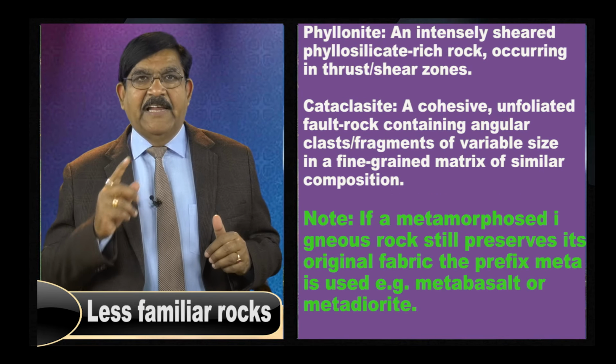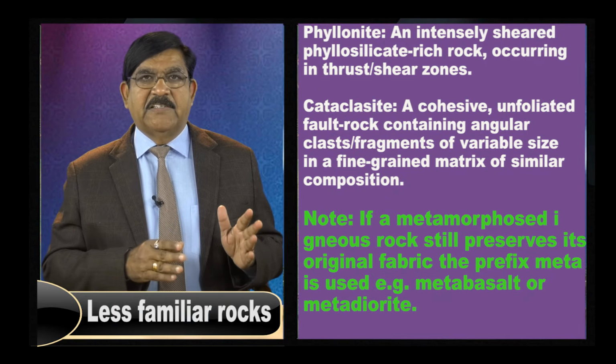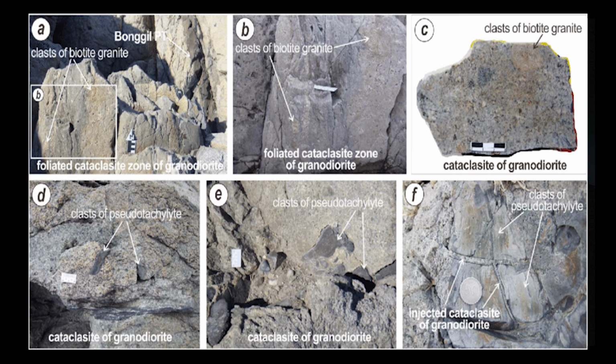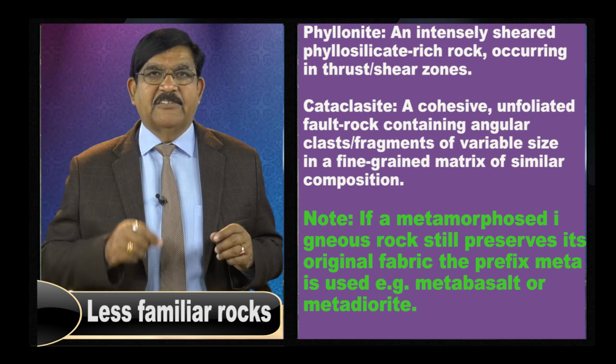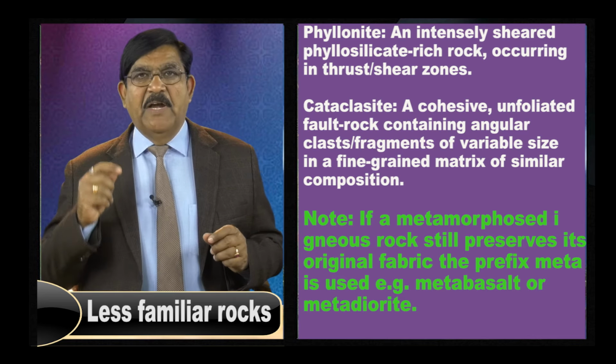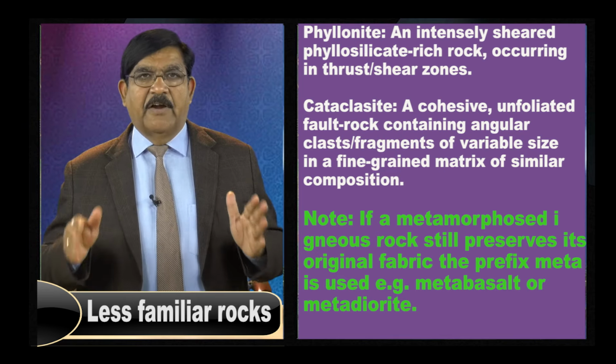Mylonite is an intensely sheared phyllosilicate-rich rock occurring in thrust or shear zones. Cataclasite is a cohesive unfoliated fault rock containing angular clast fragments of variable size in a fine-grained matrix of similar composition. Note, if a metamorphosed igneous rock still preserves its original fabric, the prefix meta is used, for example, metabasalt or metadolerite.